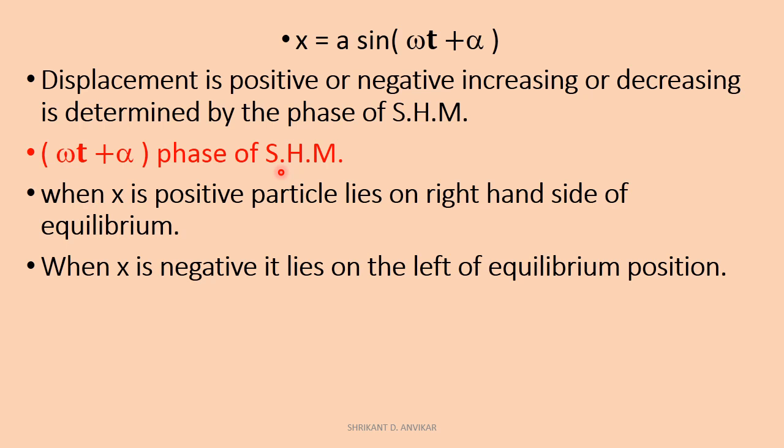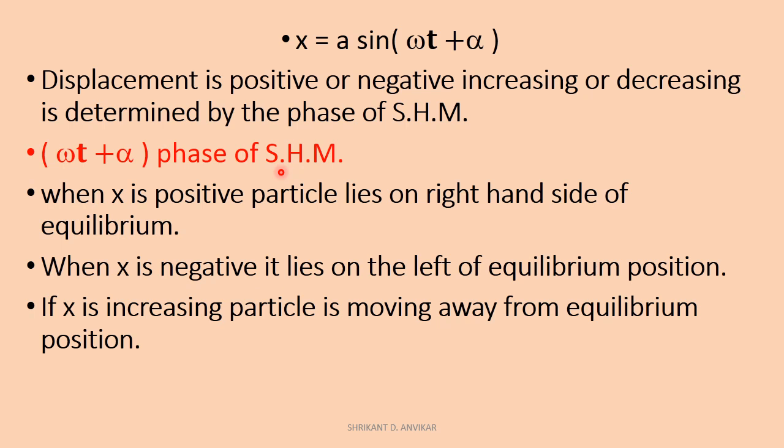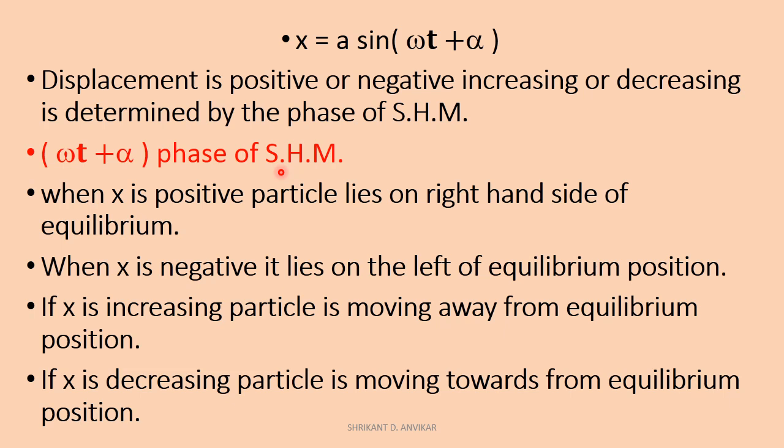When the displacement of the particle is increasing, that indicates the particle is moving away from the equilibrium position. When the displacement is decreasing, that indicates the particle is moving towards the equilibrium position. All this is determined by the phase of SHM. We already mentioned the unit of phase of SHM is radian. Phase of SHM depends upon instantaneous time.